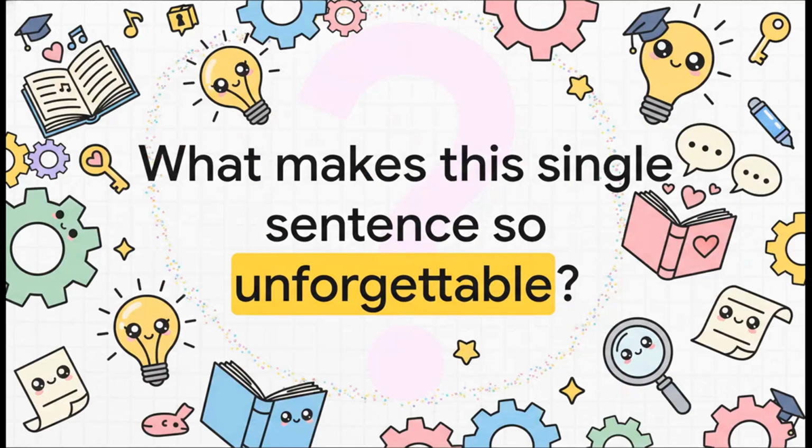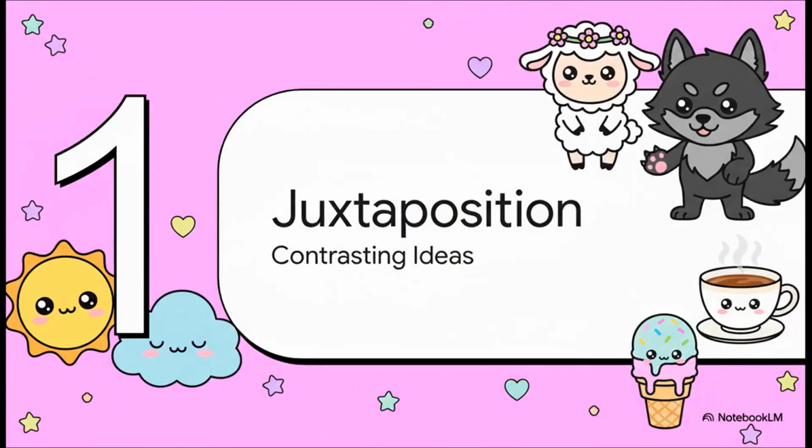So what's the deal? What is the secret sauce that makes this one sentence so incredibly powerful? The answer isn't just, oh, he was a genius. It's a set of very specific, very learnable techniques that we are about to break down one by one. Let's start with our first literary device, juxtaposition.